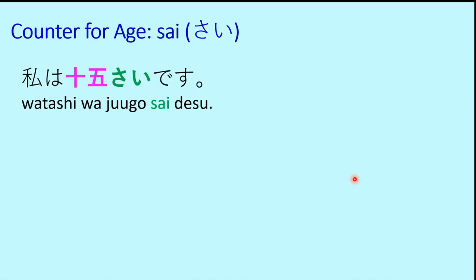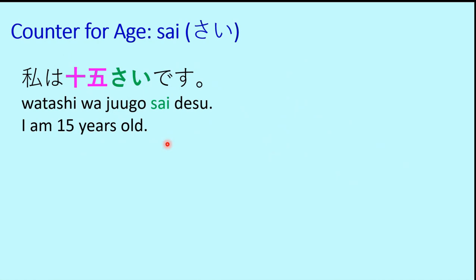So now let's look at some examples. Watashi wa 15 sai desu. Now, if you have done the numerals chapter, you know that jugo means 15. So that means this is I am 15 years old. This is the kanji for 15 and this is sai. So 15 years. I am 15 years old.